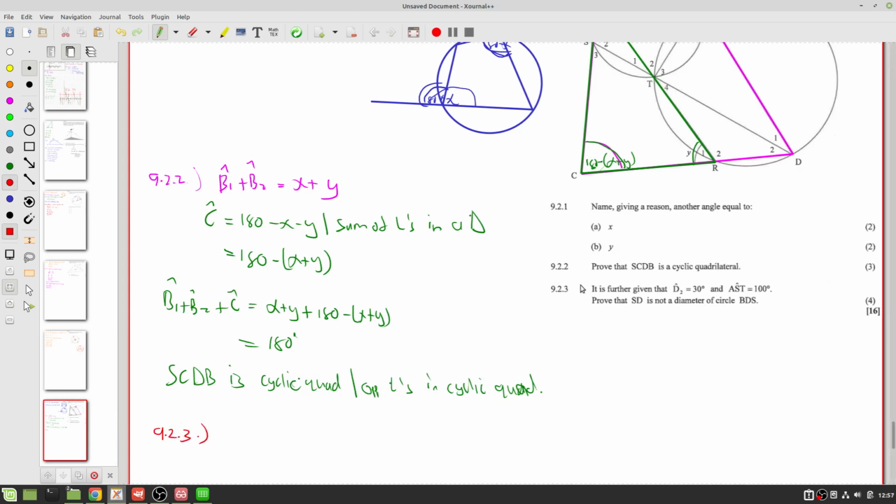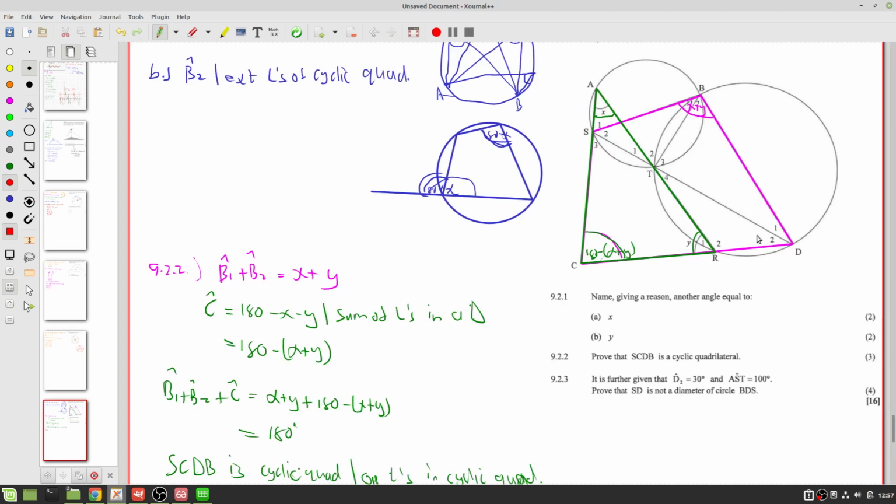9.2.3. It is further given that D2 is 30 degrees, so this part here is 30 degrees. And AST is 100, so this part here is 100. Prove that SD is not a diameter of this cyclic quadrilateral that we found.